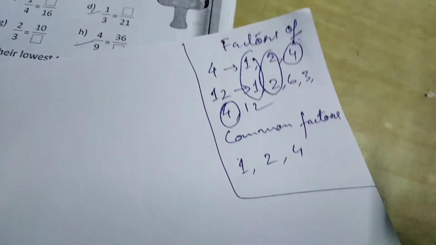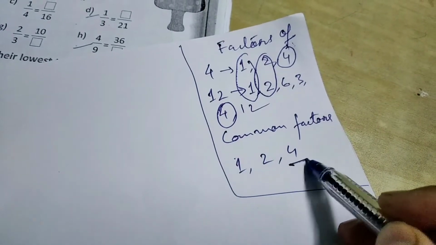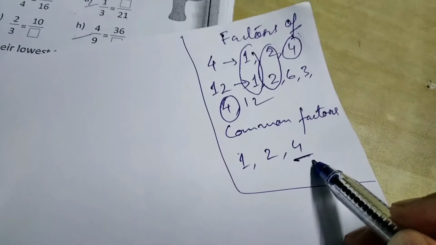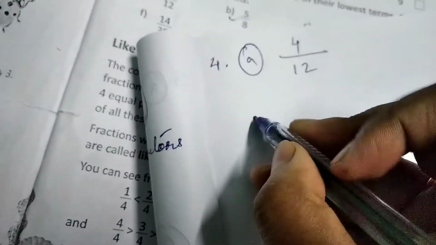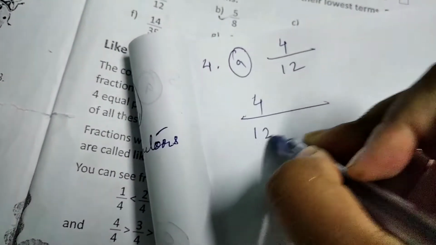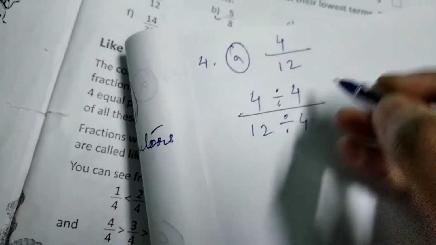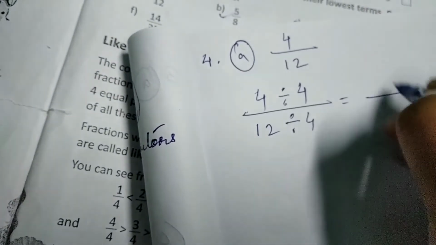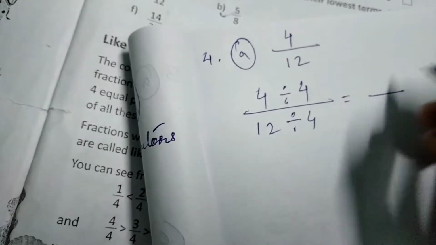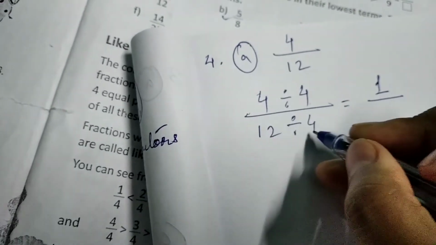Out of this, which one is the highest? This one is the highest. So with that highest common factor you need to divide. 4 and 12 you need to divide by 4, which is the highest common factor of both numbers. When you divide, 4 into what is 4? It is 1. 4 into what is 12? It is 3. So the answer is 1 by 3.